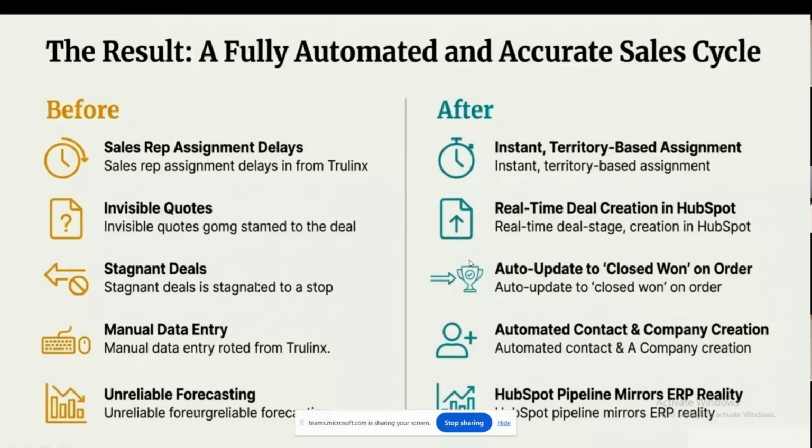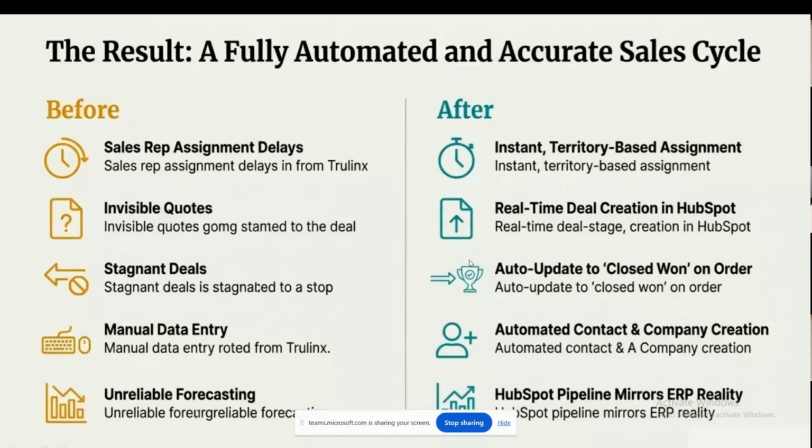So the problem of invisible codes. Since the operation guys have to manually create the code in ERP and the sales guy has to recreate the codes manually in the HubSpot system, the problem of invisible codes was very rampant. But because of the real-time deal creation in HubSpot based upon the codes that were created in TrueLinks, the problem of invisible codes was solved. And the problem of stagnant deals.